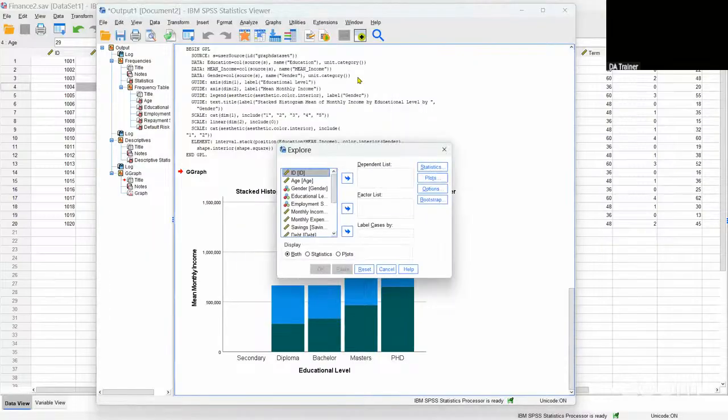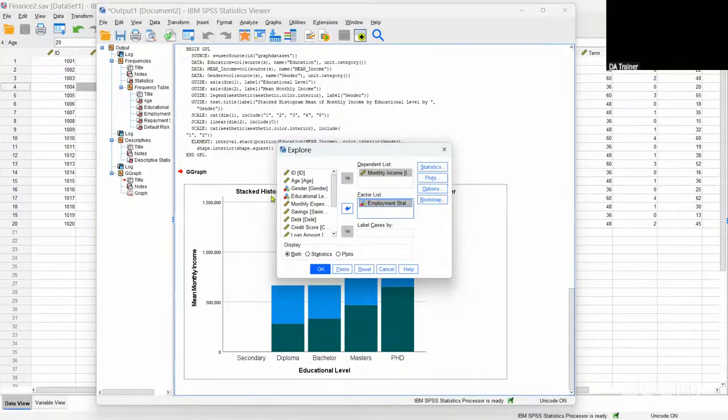Explore, right? Here in Explore, we want to drag income, monthly income, into the dependent list. And then let's see what employment affects or contributes to income, which is very simple. Drag employment status to the factor list. I feel like dragging educational level, which we have seen already, but let's get it running.